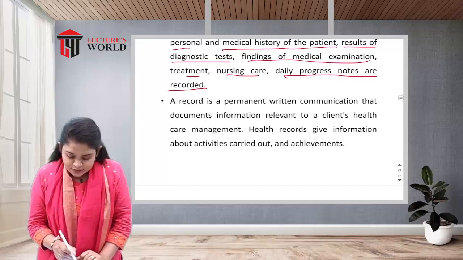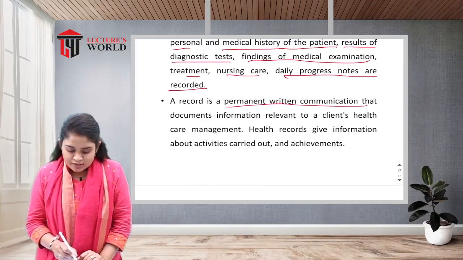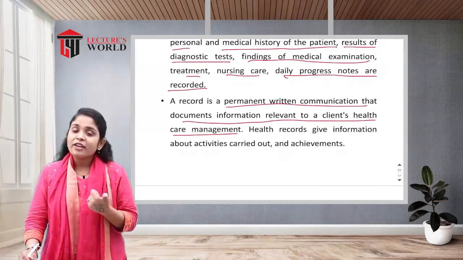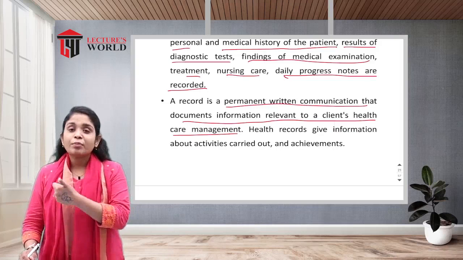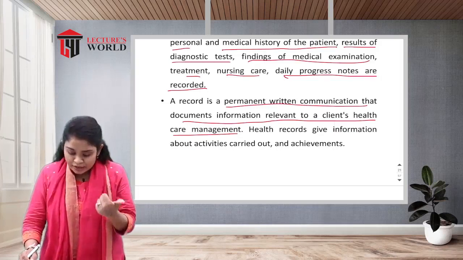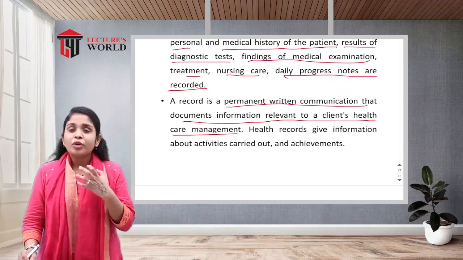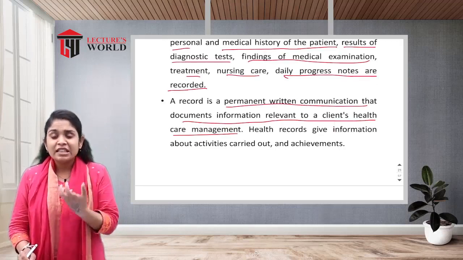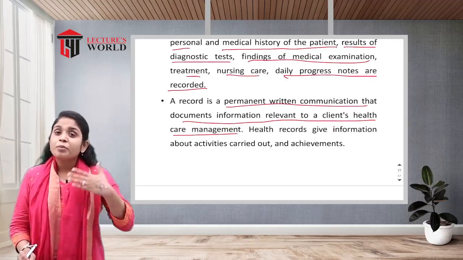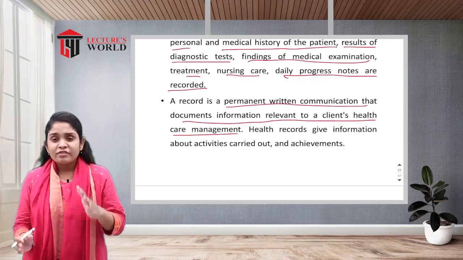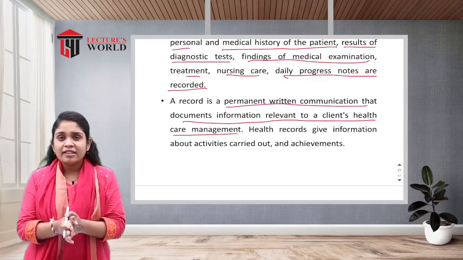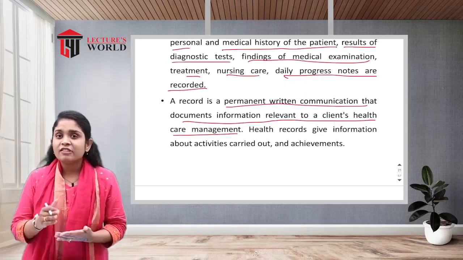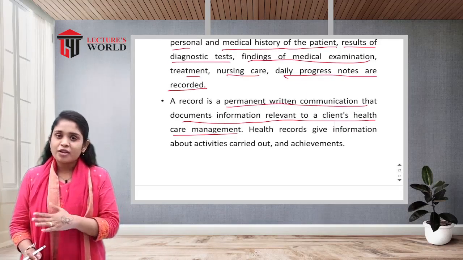Then a record is a permanent written communication that documents information relevant to the client's healthcare management. Here we are talking about the record related to patient care, a permanent written communication. If we want to check any detail, or if any legal matter happens, at that time we want to check the previous notes also. If we are maintaining or storing the details or file of the patient, we can review and understand, okay, we have given this care. So that can be used for the future also.